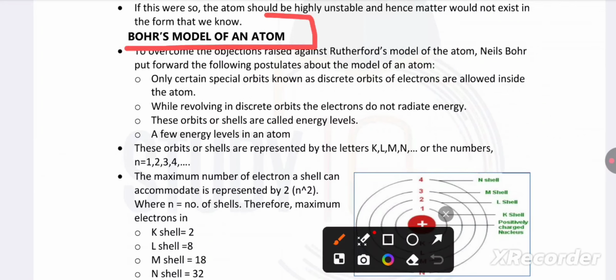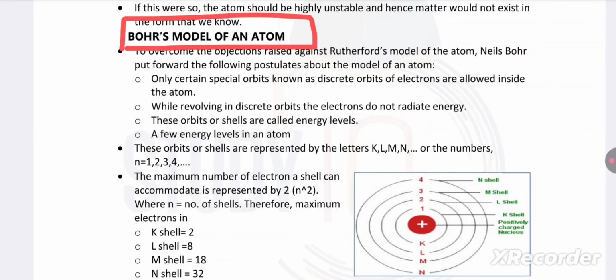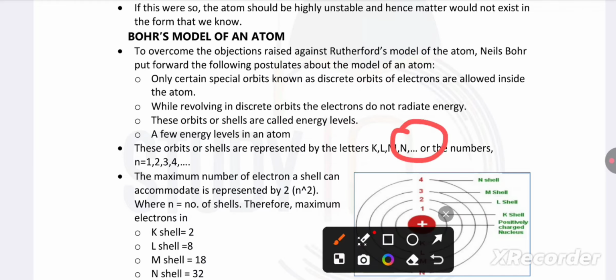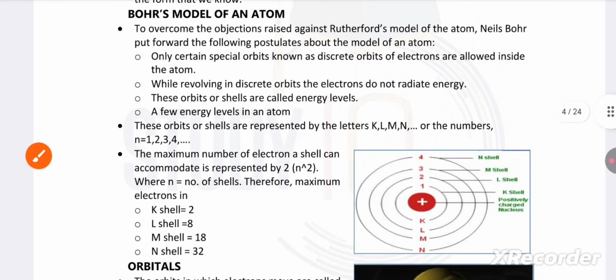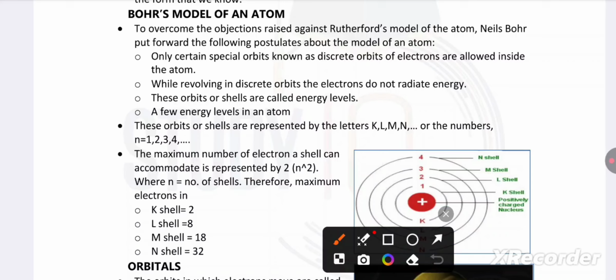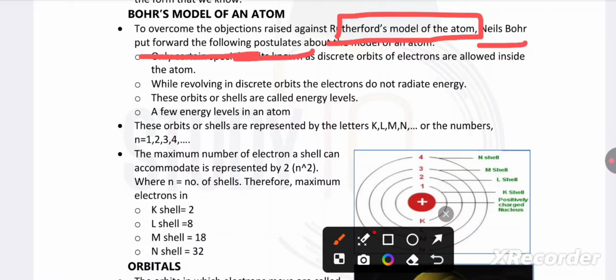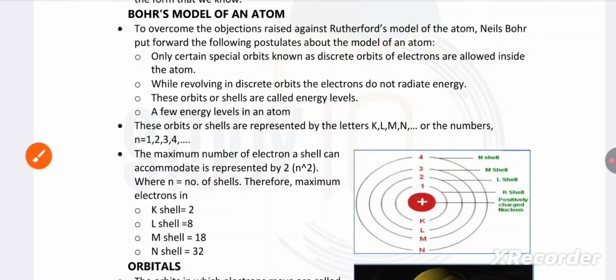Bohr's model of an atom. As we know, inside the nucleus, proton plus neutron, outside electron. How the atoms differ, how it fills, and how it is differentiated from one atom to another atom. To overcome the objections raised against the Rutherford model of an atom, Niels Bohr put forward postulates about the model of an atom.